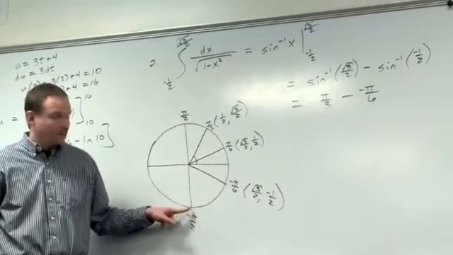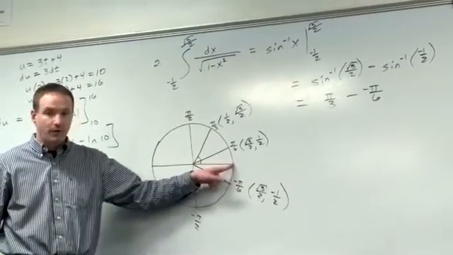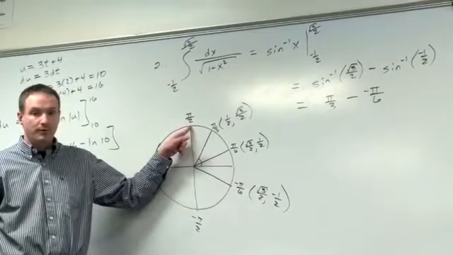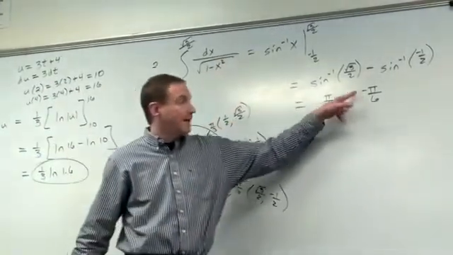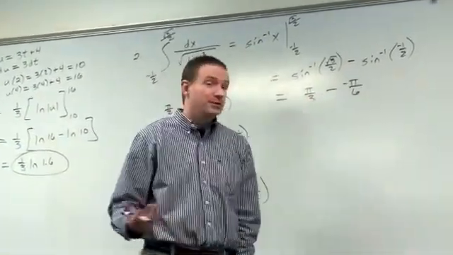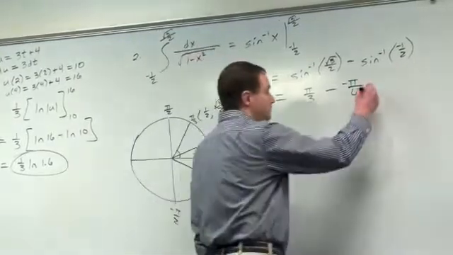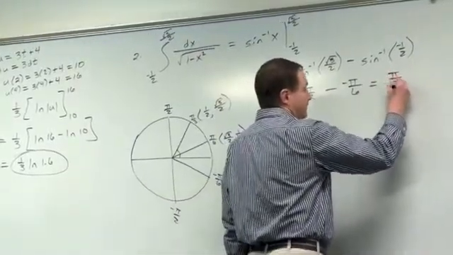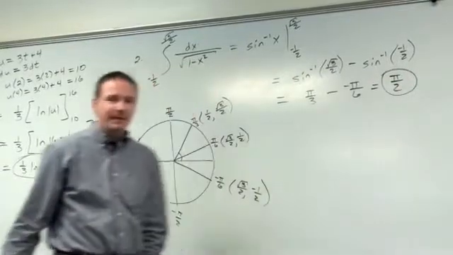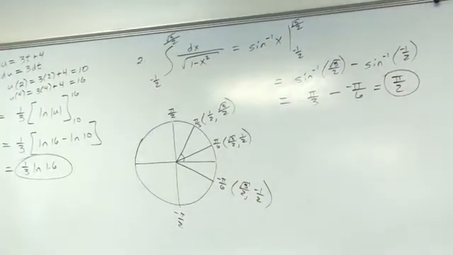Notice the sine takes on all of its negative values in quadrant 4, all of its positive values in quadrant 1. So I can say it's from negative pi over 6, to pi over 3 plus pi over 6, pi over 2. That's more of a trig question than it is a calculus question.